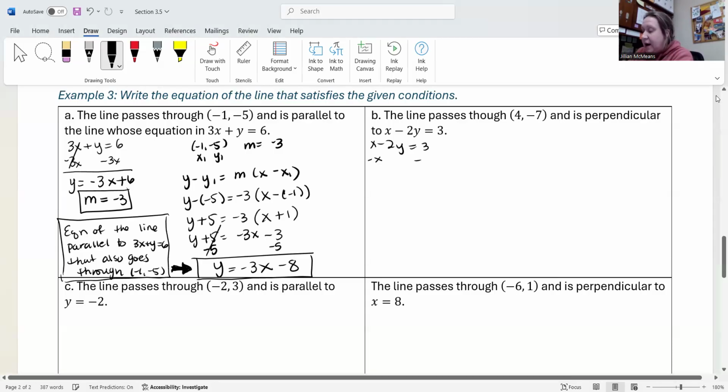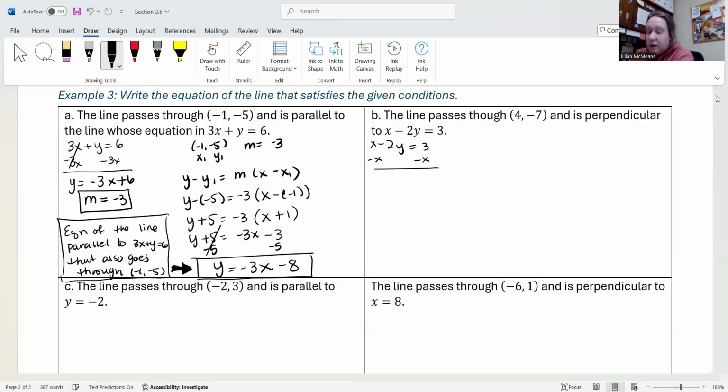I've got x minus 2y equals 3. I want to start by subtracting x from both sides. The x's cancel to become 0 on the left, leaving me with -2y equals -x plus 3. I now need to divide all three terms by -2, which will isolate my y. That leaves me with y equals 1/2 x minus 3/2. That is the same equation we were given, just in slope-intercept form. So the slope of the line is 1/2.